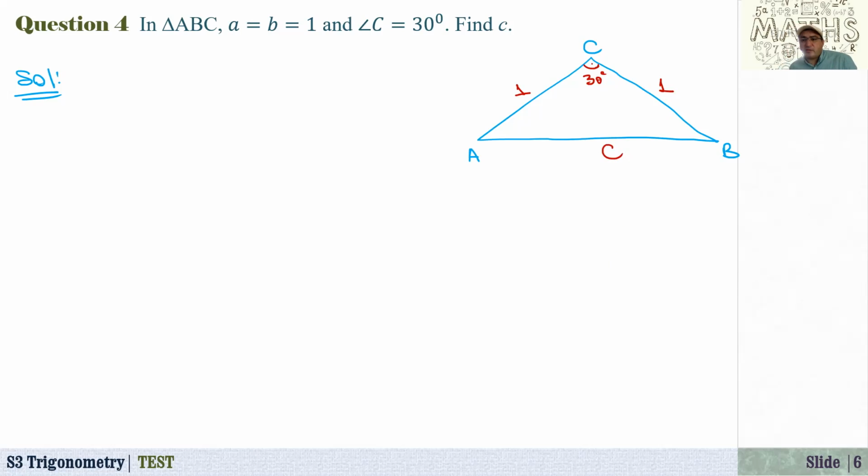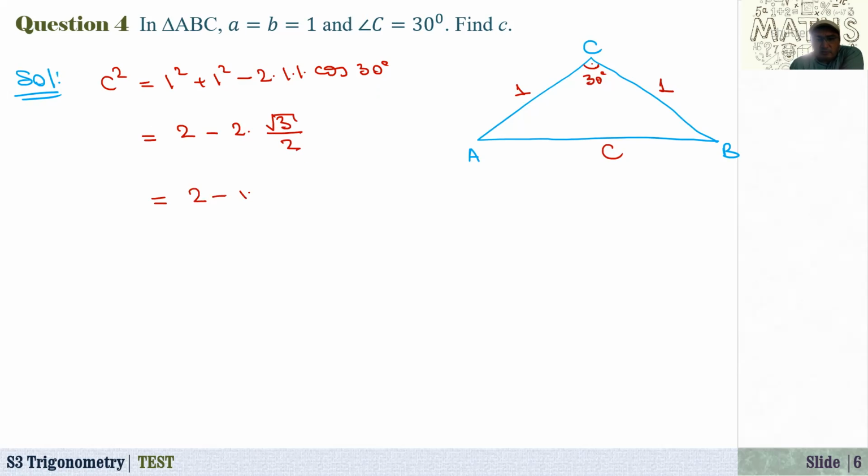So we can just use the cosine theorem or rule to find the value of C. By using cosine, here we have C squared is equal to 1 squared plus 1 squared minus 2 times 1 times 1 times cosine of 30 degrees, which is equal to 2 minus 2 times cosine of 30. Cosine of 30 is equal to square root of 3 over 2. So 2 cancels, and that's equal to 2 minus square root of 3. Since we have to find C, the value of C will be equal to square root of 2 minus square root of 3.